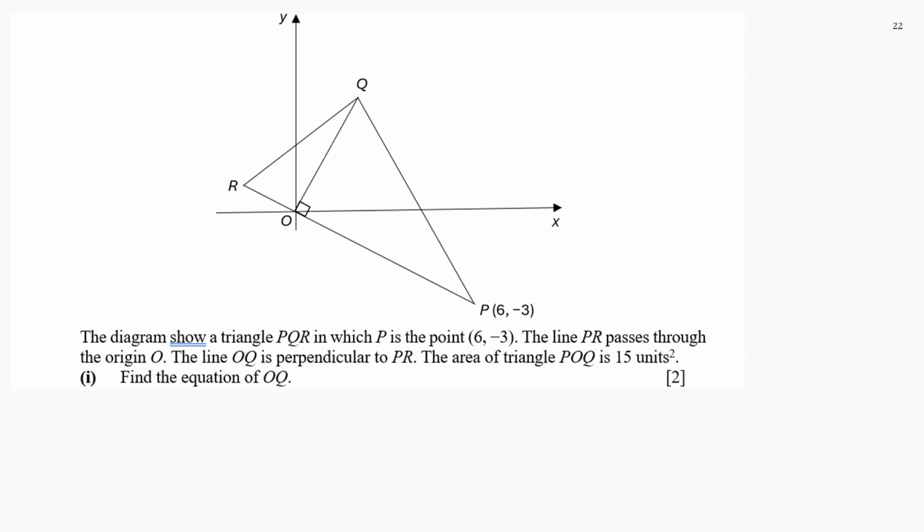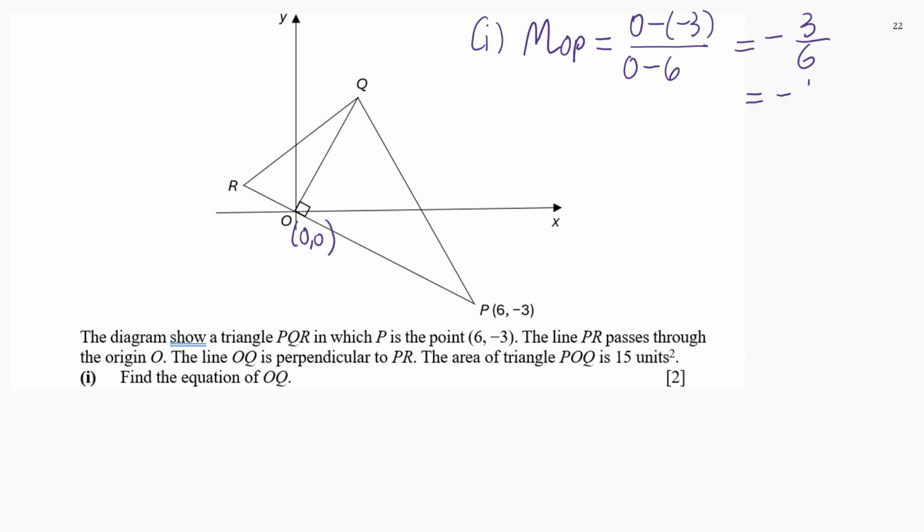So what you need to take note of is the origin. The O refers to the origin, and the origin has x coordinate 0 and also y coordinate 0. So that's something very important. And because OQ is actually perpendicular to RP, we know that the gradients of these two perpendicular lines multiplied together give you -1. So these are the concepts that you need to know. So let's start off by finding the gradient of OP. And from there, we will know that the gradient of OQ will be 2.